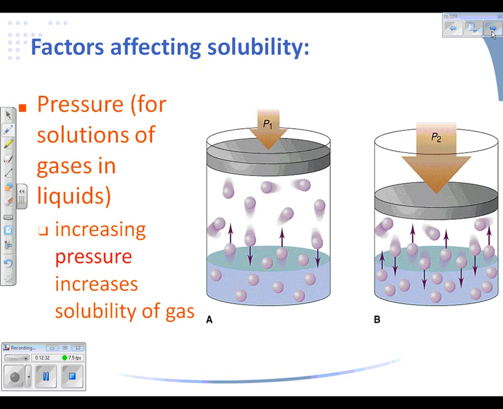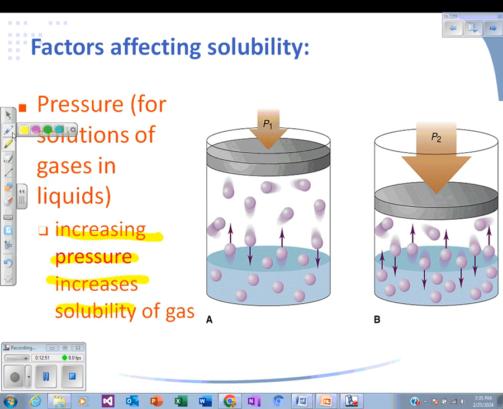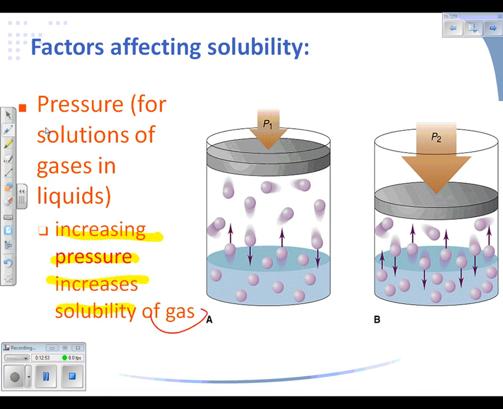So again, factors affecting solubility would be pressure also. Pressure for solutions of gases is really important when you're pushing those gases into the liquid. So if you're increasing the pressure, you increase the solubility. So increasing pressure increases solubility. And we have to remember we are talking about a gas. Okay, so pressure for solutions is really important.